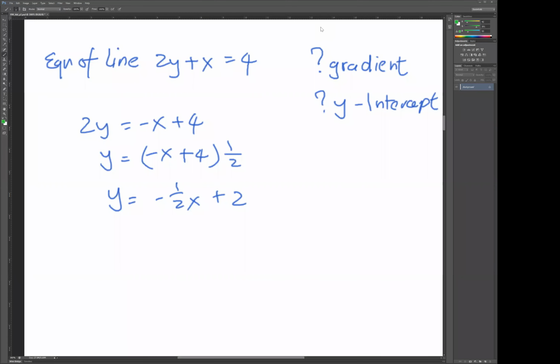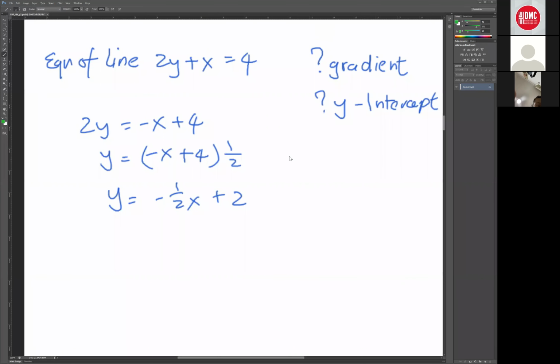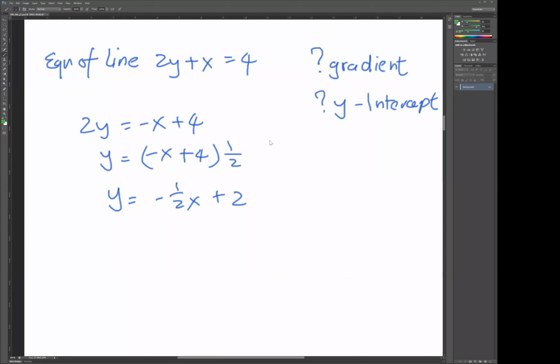Equation of a line, 2y plus x equals 4. We are required to find the gradient and the y-intercept. So we know, let's look at the line, y equals mx plus c. y equals mx plus c. So c is the y-intercept.